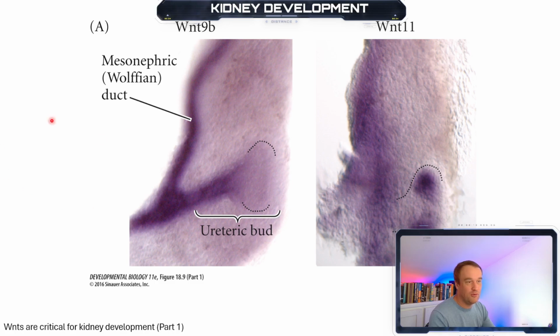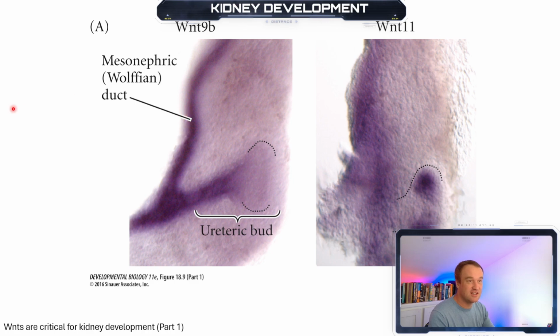Now, we also have WNTs again. WNTs coming up over and over, right? Sonic Hedgehog, WNTs, FGFs, TGF betas. So WNTs, like everything else, play a role in kidney development as well.